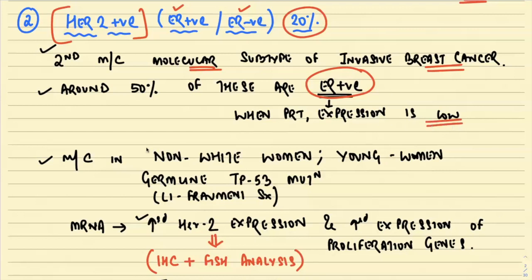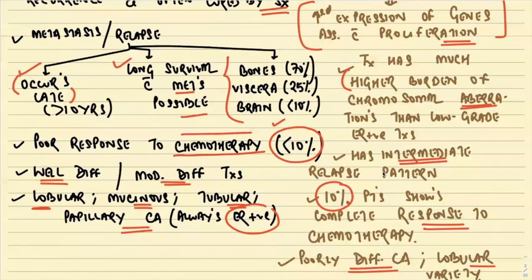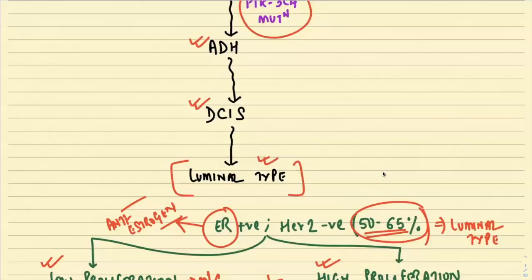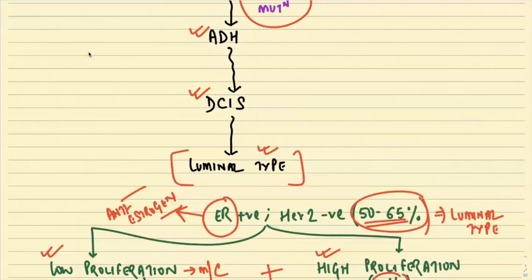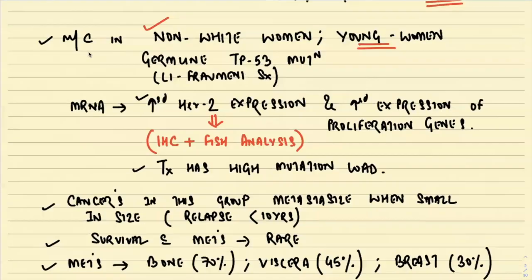Most commonly they are positive in non-white women and in young women. Just like our luminal variety was associated with germline mutations in the BRCA gene, the HER2 molecular type is also associated with germline mutation in another gene, that is the TP53 gene. And individuals with germline TP53 mutation are part of a syndrome called Li-Fraumeni syndrome.